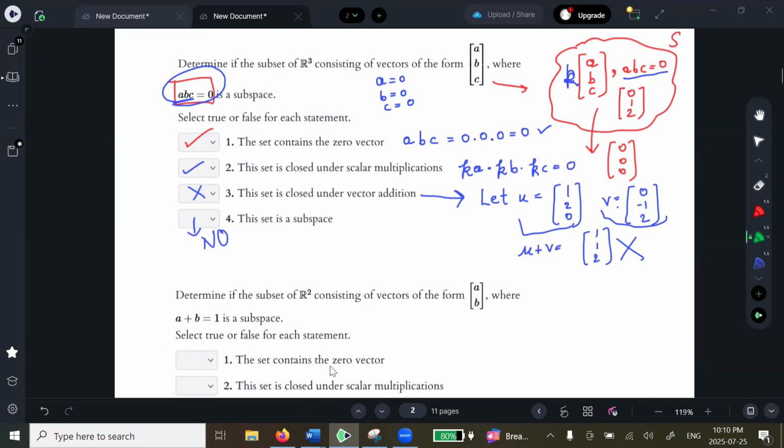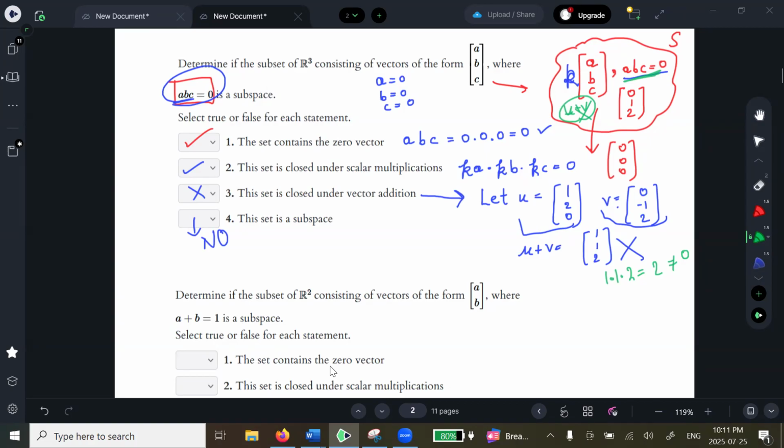It doesn't work because if this is my subspace, u plus v cannot be there, right? Because the entries of u plus v are 1, 1, 2, but when I multiply 1, 1, 2, I get 2, which is not 0. So the only vectors allowed in this house are vectors where the product of their entries gives me 0. That's the condition to be in the set, right?